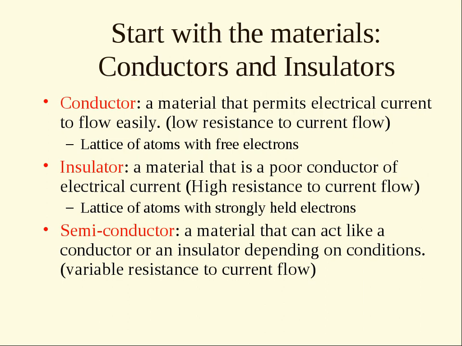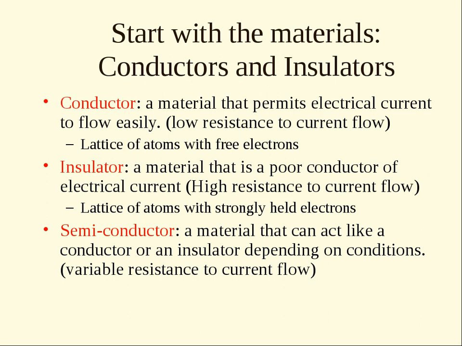So a conductor will allow it to easily flow. It has a low resistance to electricity, to current flow. This is normally thought of as a lattice of atoms with free electrons, because if it has some free electrons floating around and you push an electron on it, it can easily push all the electrons and push the one at the other end off. And that's the flow of electricity. That's what's going on. Pew!